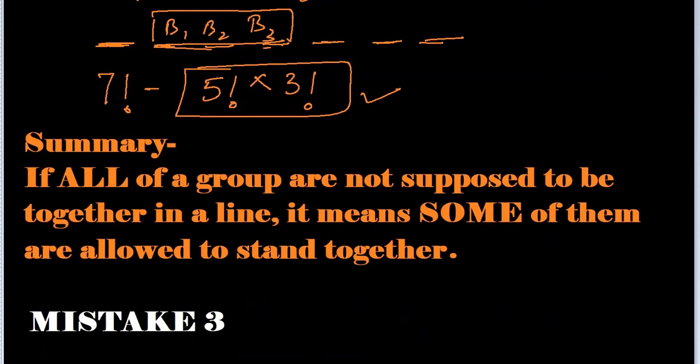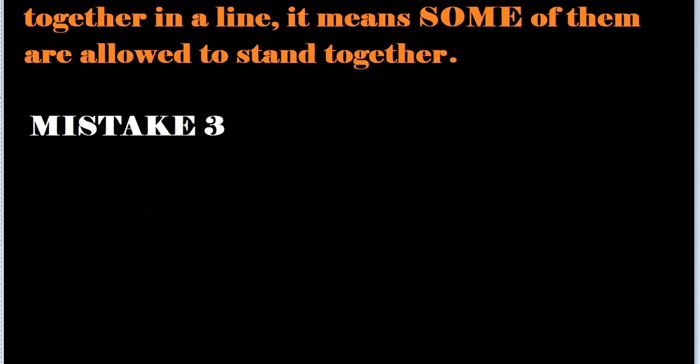All right, let's move on to mistake number 3, which is about proving or showing that two events are independent or mutually exclusive.